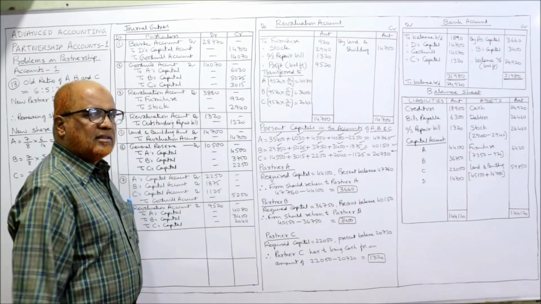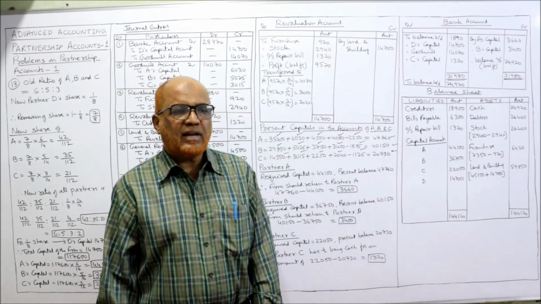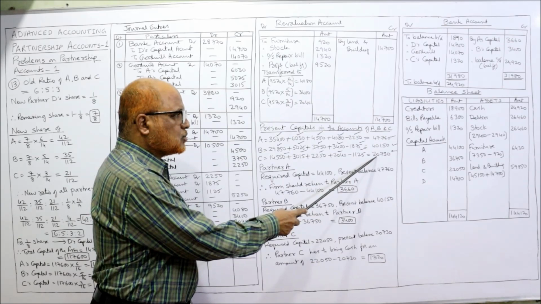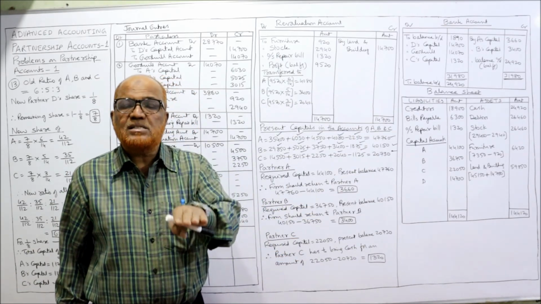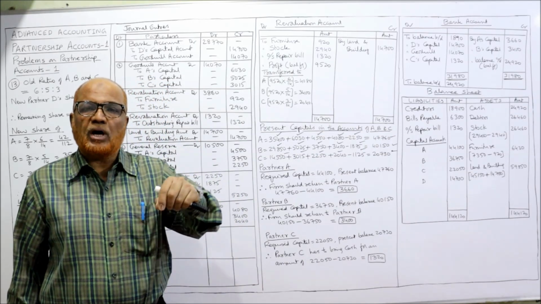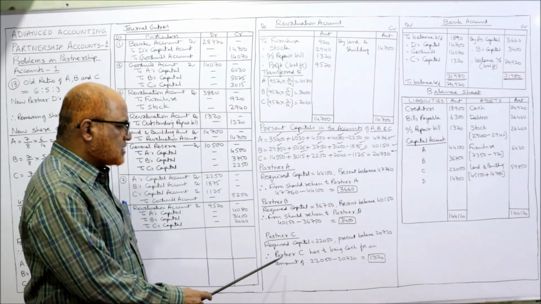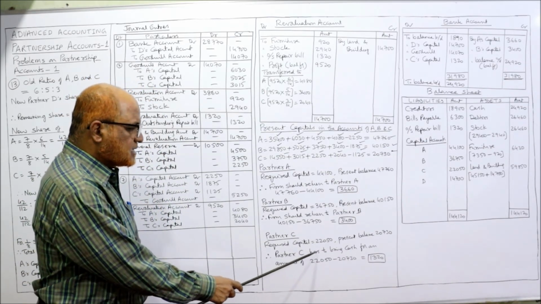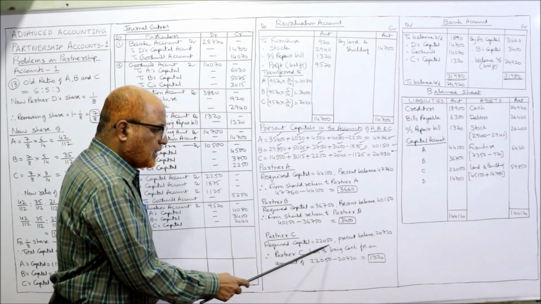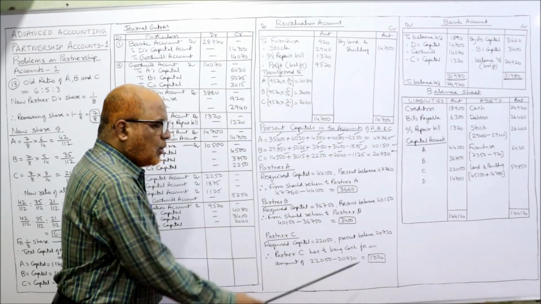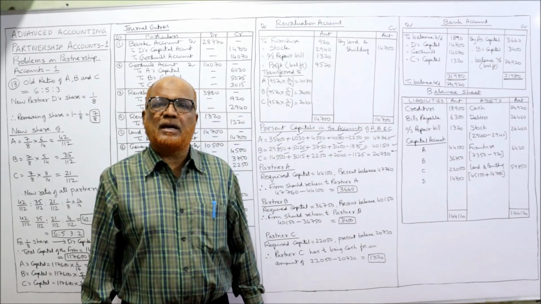Now C. C's required capital is 22,050, whereas how much capital is his account showing? 20,730. That means C's capital is showing less balance. The firm should ask C to bring further cash. So how much cash should C bring? Partner C has to bring cash for an amount of 22,050 minus 20,730. 1,320 cash has to be brought by C.